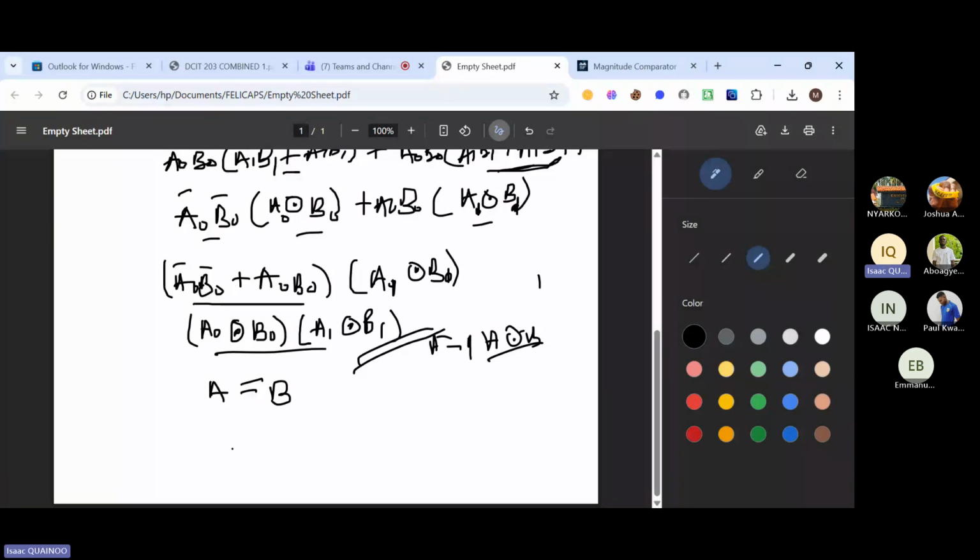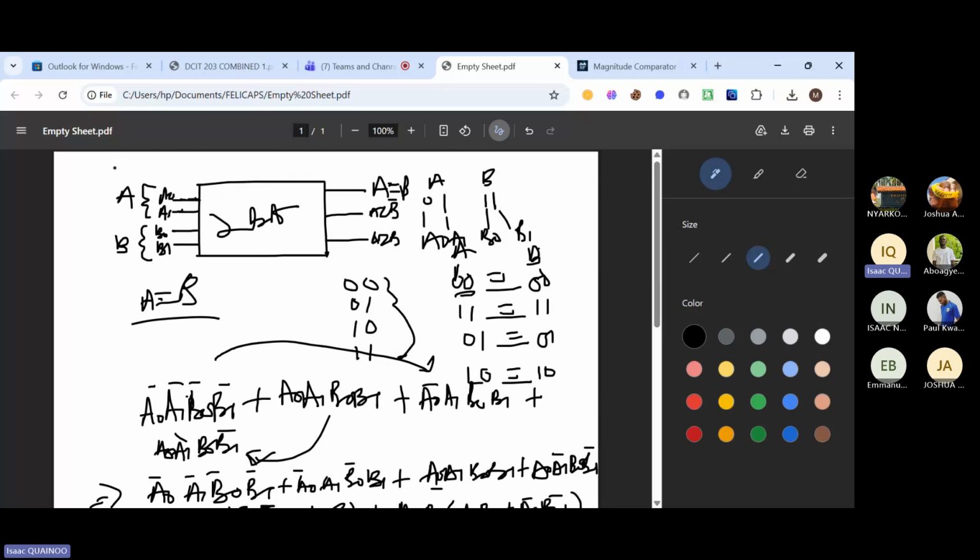So equality in magnitude comparators is implemented using an XNOR operation or an XNOR operator. It's just an XNOR of its inputs. Let's keep that concept in mind. So in this case, we said our inputs are A0, A1, and B0, B1. Then we are going to have (A0 XNOR B0), and then we have another bracket, (A1 XNOR B1), and that's it.